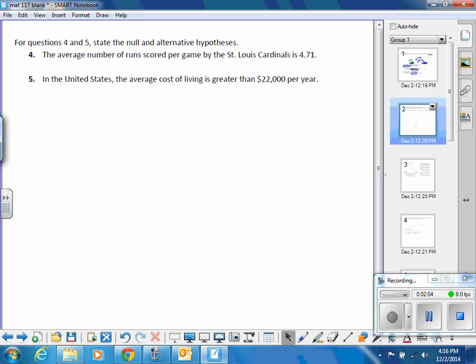The next question is asking us to state the null and alternative hypotheses for each of these. Okay? You have several different types of hypotheses whenever you do it. If we read this one, it says the average number of runs scored per game is this. They don't say anything else, like greater than, less than. So in that case, your first hypothesis is always going to be H naught: mu is equal to whatever this number is. Okay? So it's just mu is equal to 4.71.